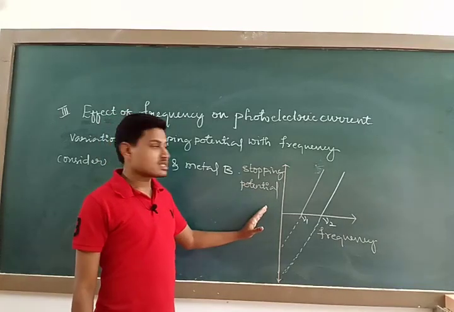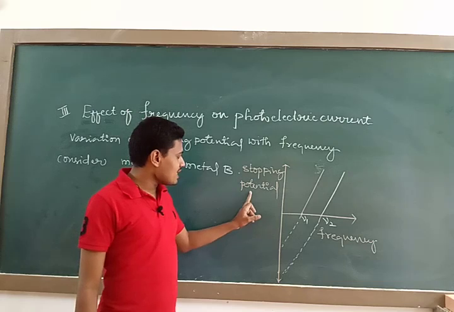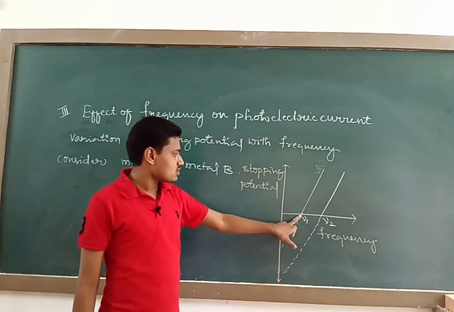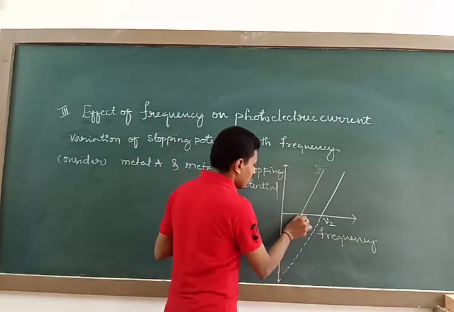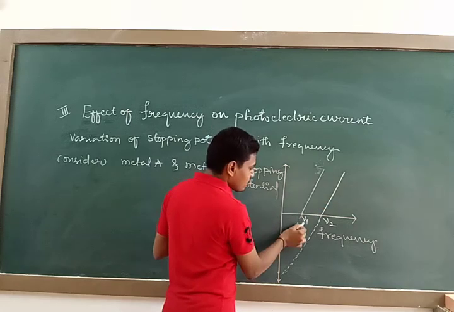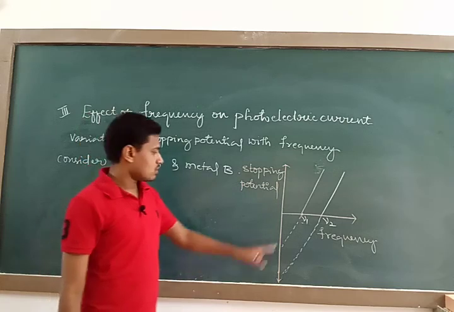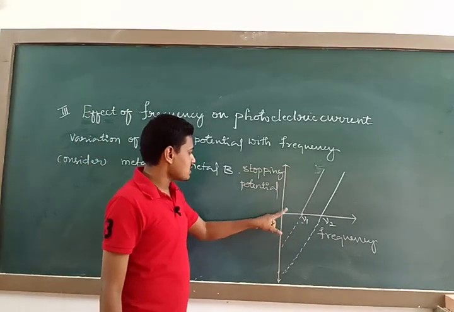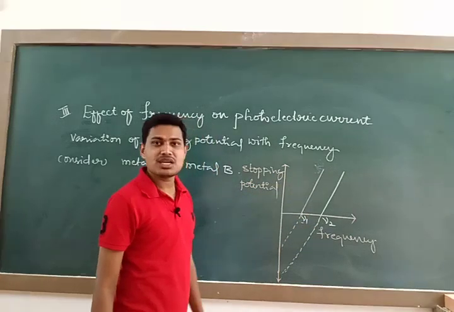See, once you look at this graph, you are finding that the stopping potential has smaller values at first. The stopping potential increases as the frequency of the radiation increases. Stopping potential increases as the frequency of the radiation increases.